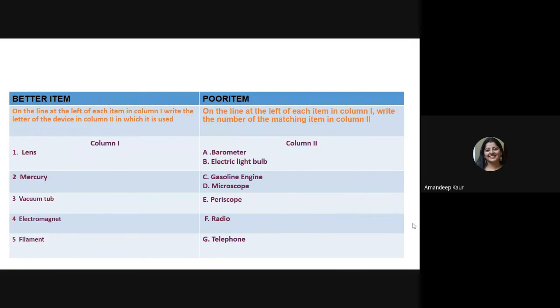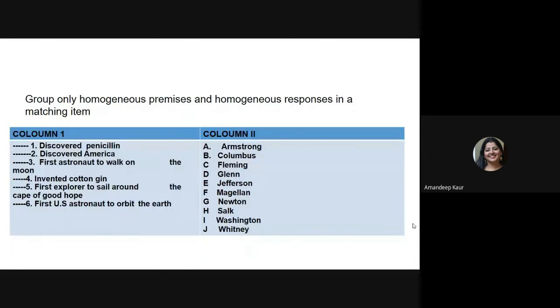So in column 1, we write it as 1, 2, 3, 4, 5. And in the second column, we write A, B, C, D, E, F, and G. So when it comes to designing a matching type of test item, identity to the columns and identity to the different rows need to be given by the investigator or by the question paper setter first. After that only it is possible for us to design these kind of items.